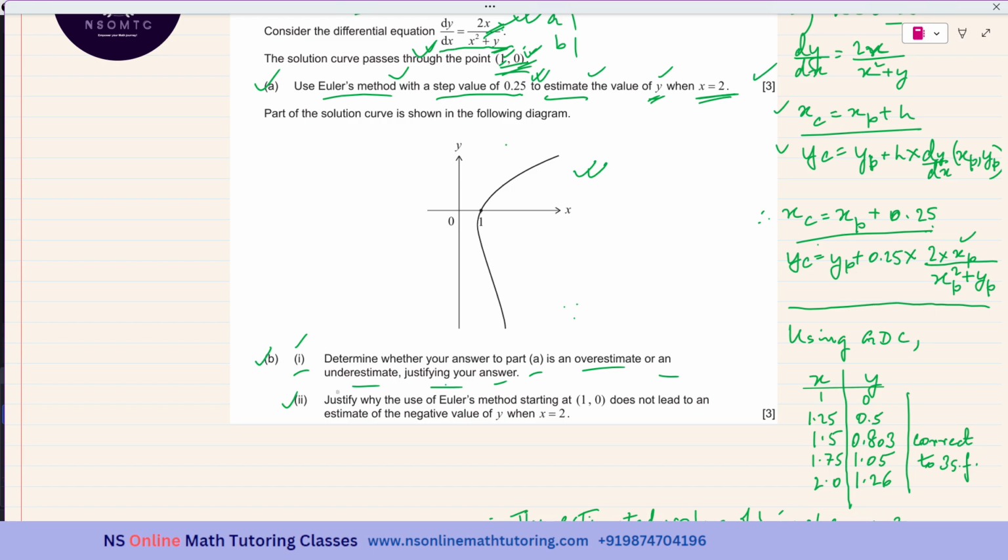And this part I and part II together is carrying 3 marks. So this will be carrying 2 marks and this will be carrying 1 mark. This is for just saying whether it is an overestimate or an underestimate, and the second mark is for giving the reason. And you see for x equal to 1, this is the x equal to 1 point, and then we have just moved this way and we have got the different values of y.